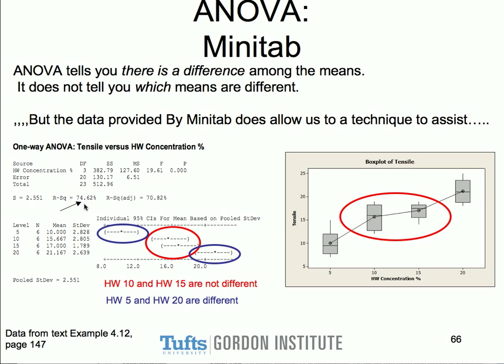Let's also look at this R-squared value. This R-squared value tells us how much of the variation in the response variable, which is tensile strength, we have captured. So we are capturing 74% of that variation right here, and that is calculated by taking our hardwood concentration sum of squares divided by the total. So it means we're doing a very good job. This is a very good R-squared value.